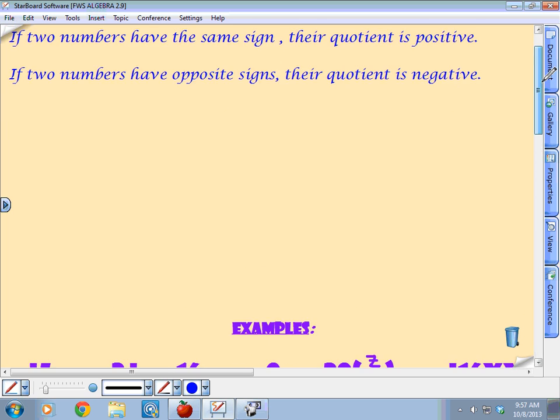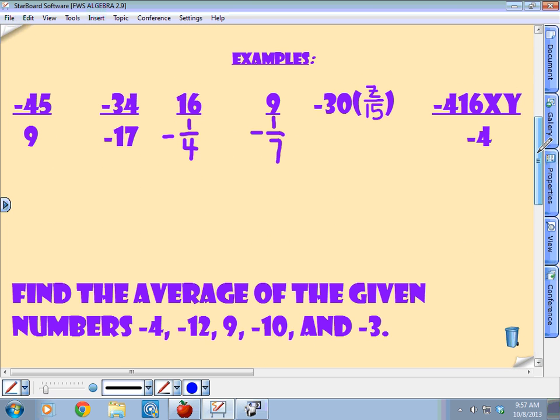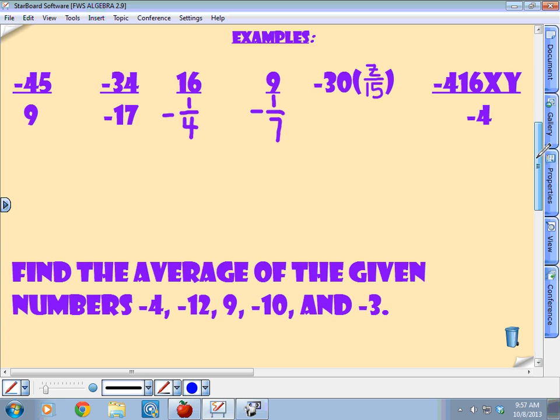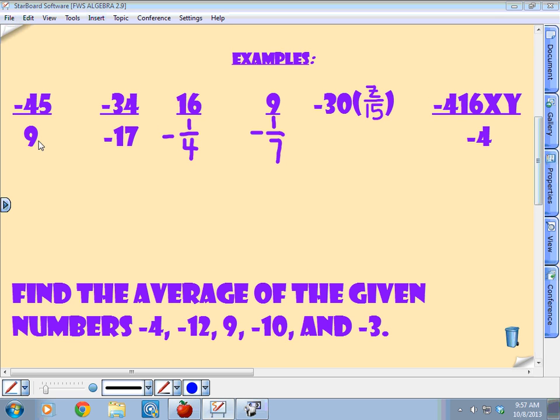All right. Let's divide some numbers here. Desiree, negative 45 divided by 9. 5. Try again. Negative 5. Why is it negative 5? Because you're dividing opposite signs. Okay? Different signs, negative. Okay, Weston, negative 34 divided by 17. 2. Good. Same sign, the answer is positive. 34 divided by 17 is 2.